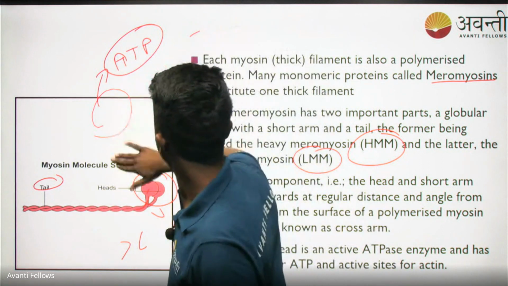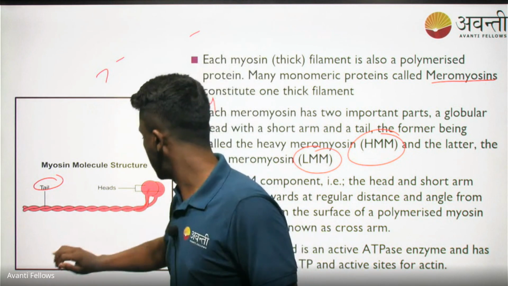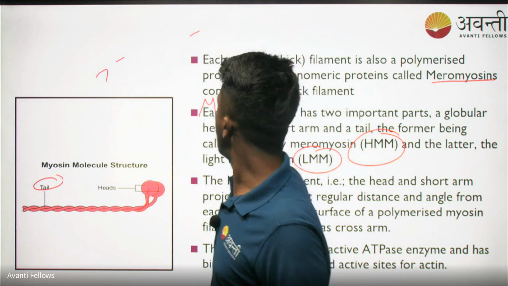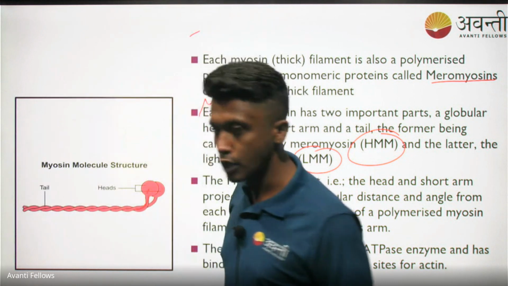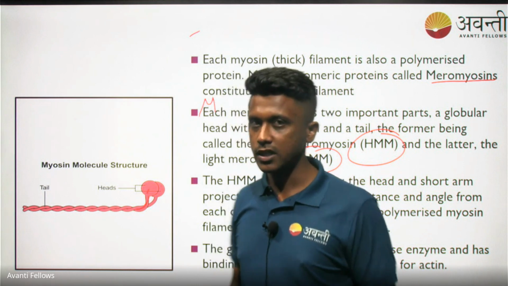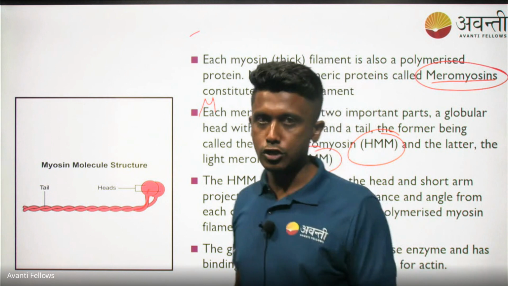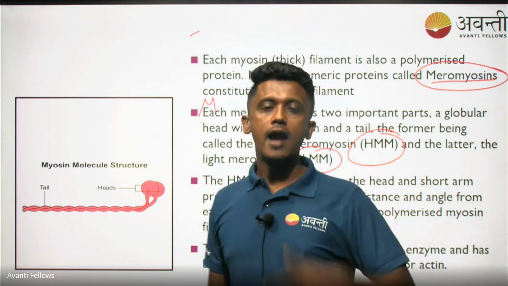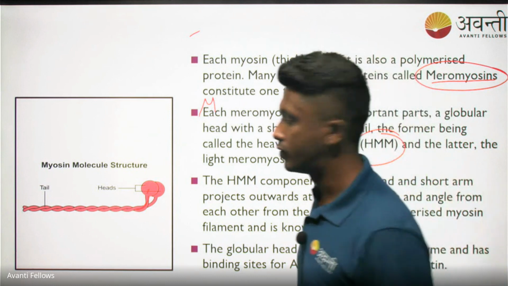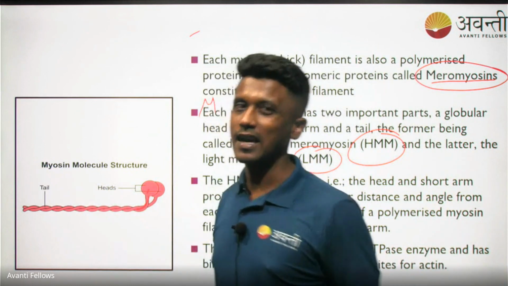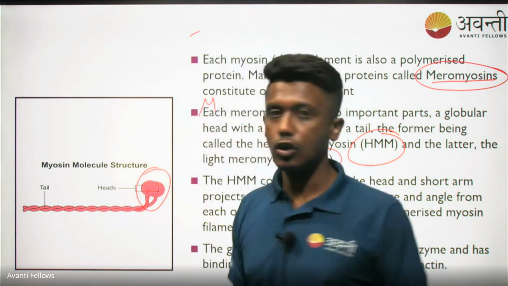Are you following me, students? Did you understand this? The structure of myosin. What did I tell about the structure of myosin? A myosin is also called a thick filament. It is a polymerized structure, and the monomeric unit of the myosin is called meromyosin. So the meromyosin is of two parts. One is light meromyosin and the other is heavy meromyosin. The light meromyosin is responsible for the formation of the tail of the myosin, whereas the heavy meromyosin is responsible for the formation of the head region of the myosin.